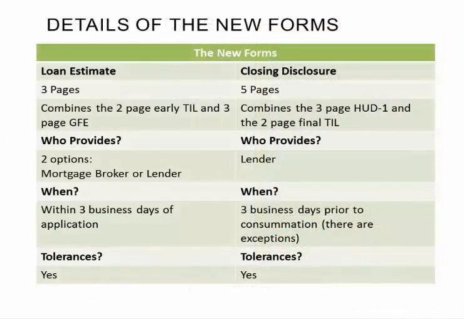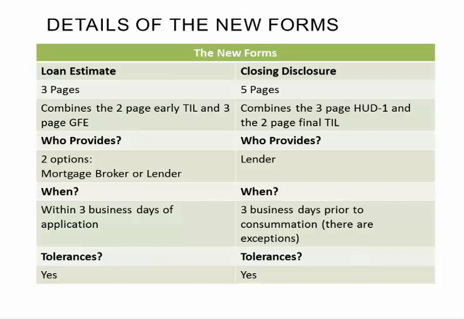So the new loan estimate combines the initial TIL and the GFE. It consists of 3 pages. The loan estimate is issued within 3 business days of application, and both mortgage brokers and lenders can issue the initial loan estimate. The closing disclosure combines the final TIL and the loan estimate, and it consists of 5 pages. Lenders may issue the closing disclosure, and it must be received by the borrower 3 business days prior to consummation. There are defined business day rules for both the initial loan estimate and the closing disclosure, and we'll cover those later in the webinar. There are also tolerances for changes in fees from the loan estimate and the closing disclosure.